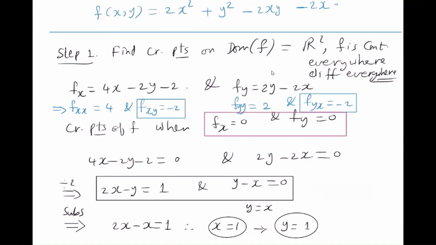Simplify, divide by 2. You get 2x minus y equals 1. Here we get y minus x equals 0. So let's take them and try to solve them together.